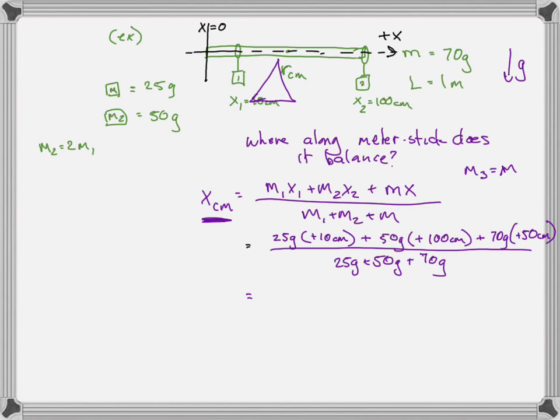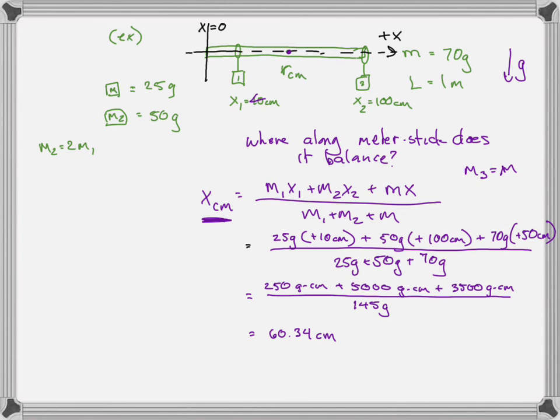So what do we get? When you plug in those numbers, you get 60.34 centimeters. So it balances. Remember that the center of this meter stick, the 50 centimeter mark, was here. So it balances at the 60.34 centimeter mark. It's about here. We can put our balance block there, and the whole thing will balance on that knife edge, on that triangle.